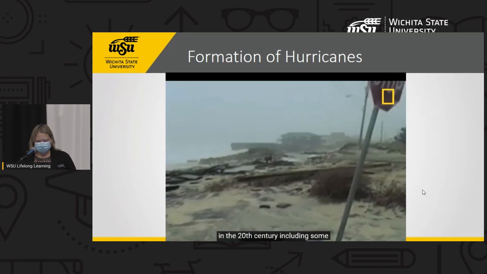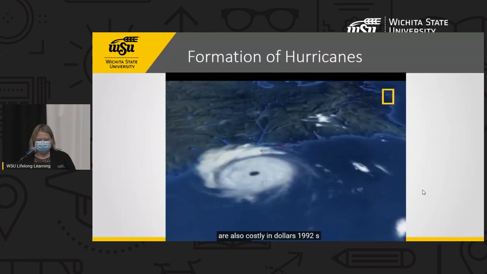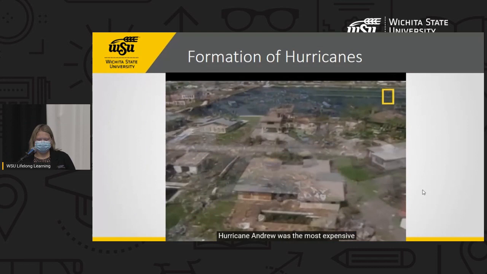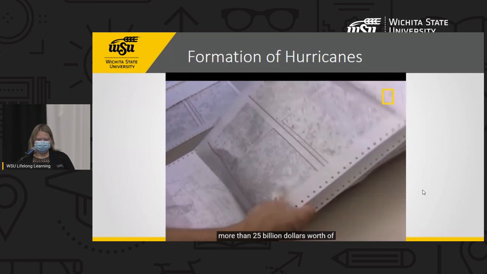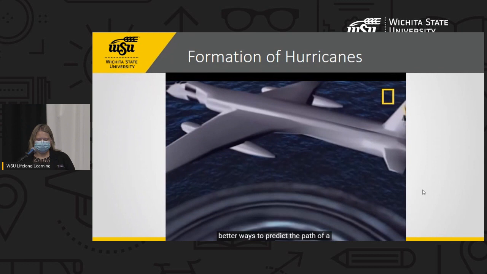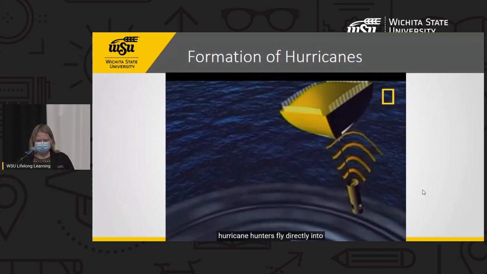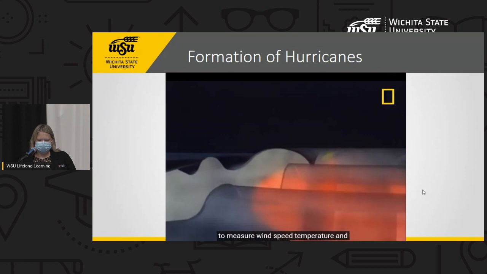Hurricanes are also costly in dollars. 1992's Hurricane Andrew was the most expensive natural disaster in U.S. history, causing more than $25 billion worth of damage. Scientists are searching for better ways to predict the path of a hurricane. Special planes called hurricane hunters fly directly into these monster storms and drop sensors to measure wind speed, temperature, and air pressure, providing vital clues to the hurricane's direction.